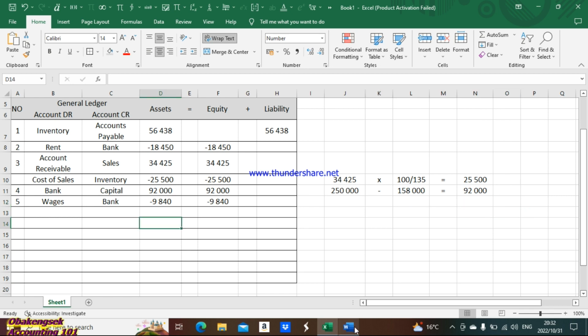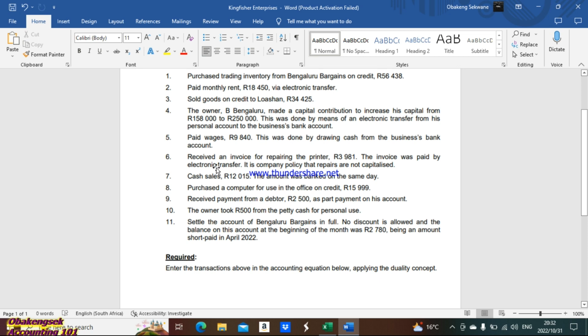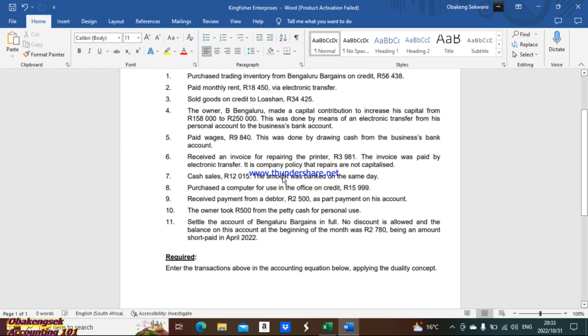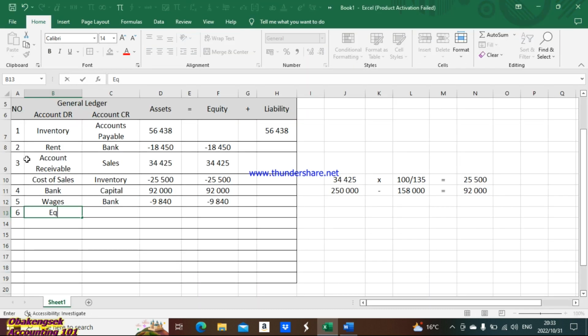Then on transaction 6, we have received an invoice for repairing the printer, 3,981. The invoice was done by electronic transfer. It is company policy that repairs are not capitalized. So here it's day 6. It's an invoice for the printer. So the printer falls under our equipment.